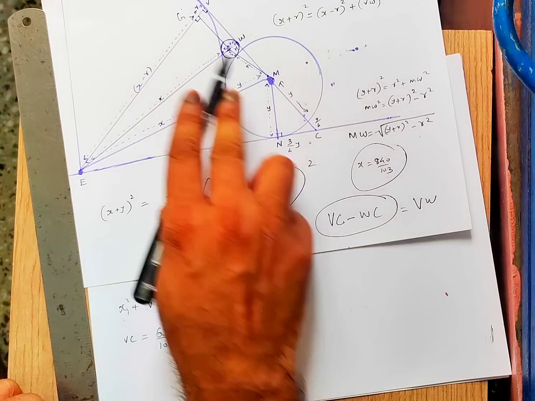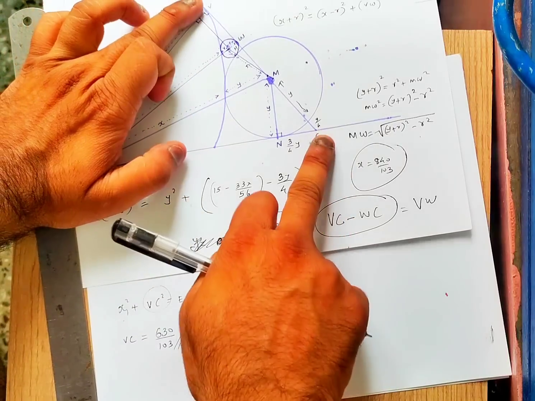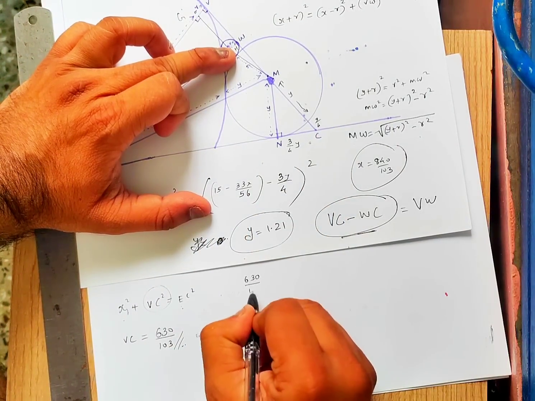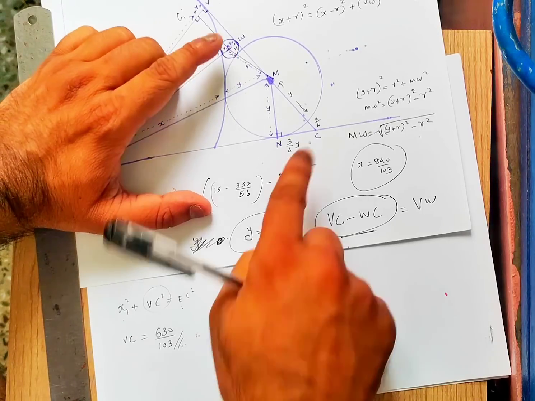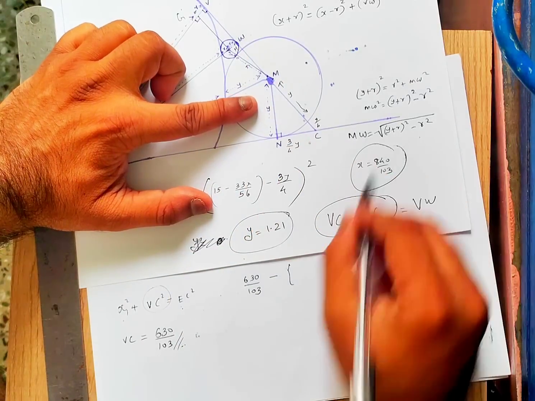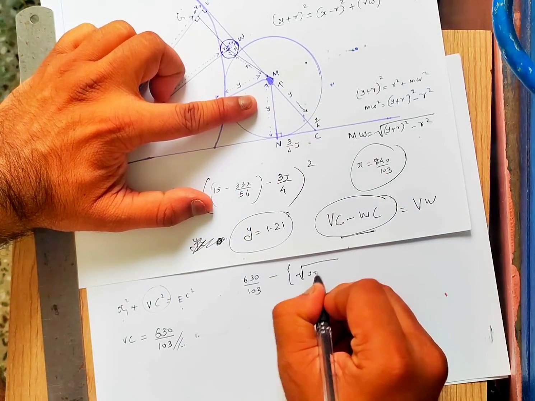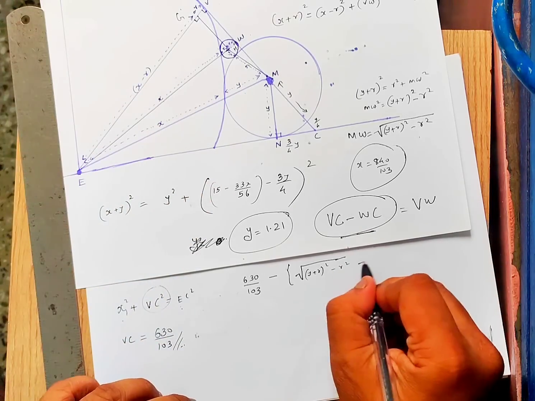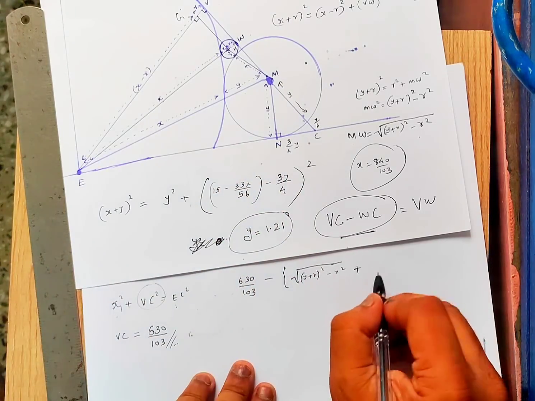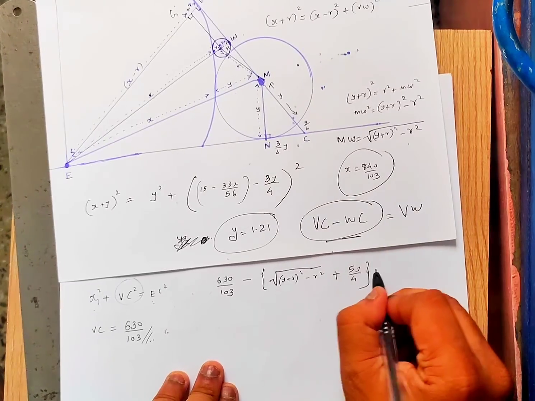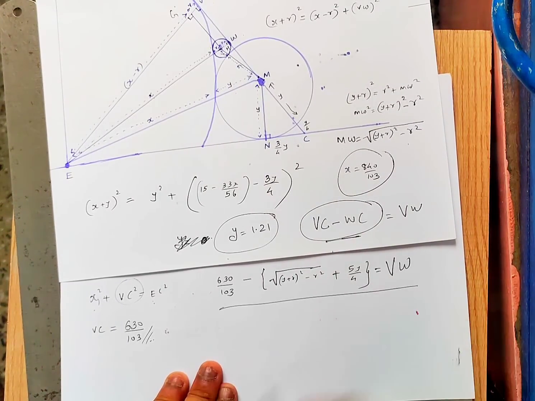Now after getting VC, I can get VW, VC minus WC. So VC minus WC, 630 by 103 minus WC. And what is WC? Guys, WC is MW plus MC, and MW is already known to us, square root of y plus r the whole square minus r square, right? Plus MC, and what is MC? It is 5y by 4. This is the value of VW. I got the value of VW, right? This entire thing is VW.